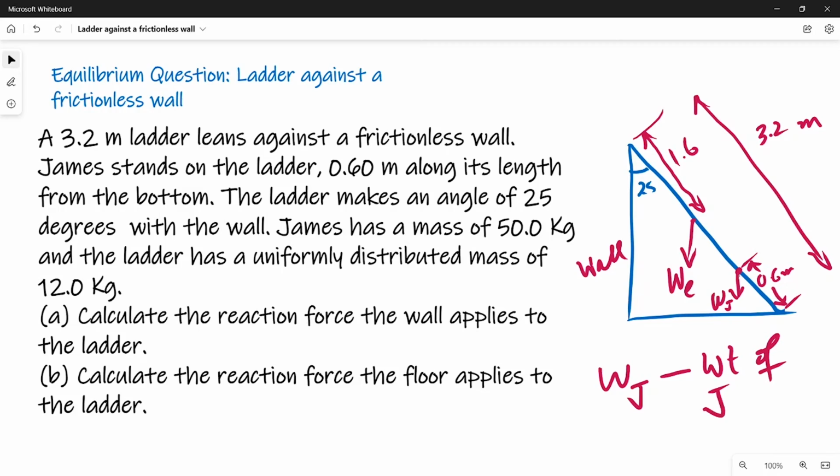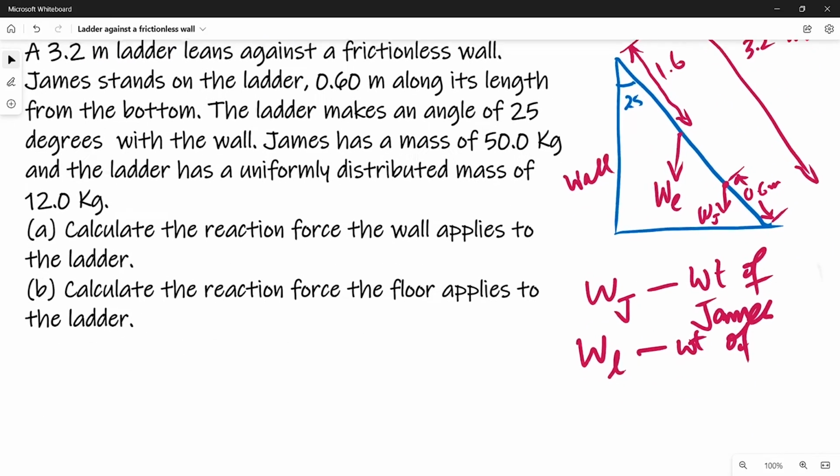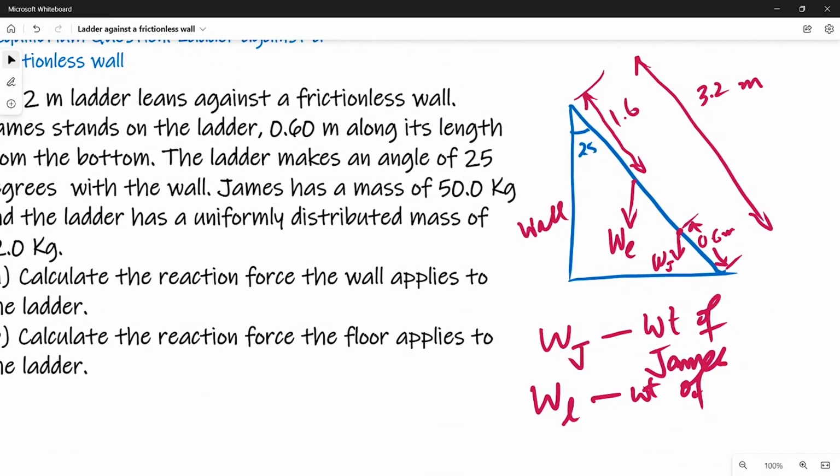And because the ladder is uniformly distributed, WL, the weight of the ladder, is actually at half of its length. So half of 3.2 is 1.6. WL is the weight of the ladder. So we have to solve this question, and we will see how to do this.